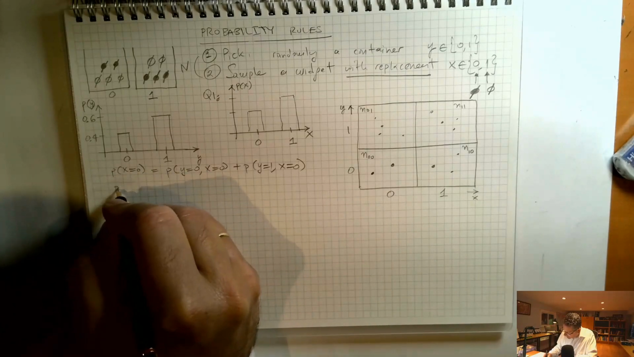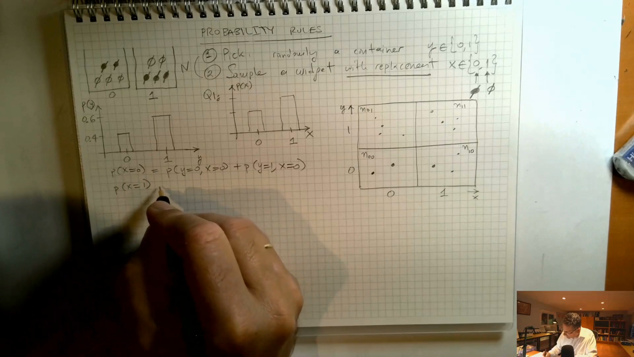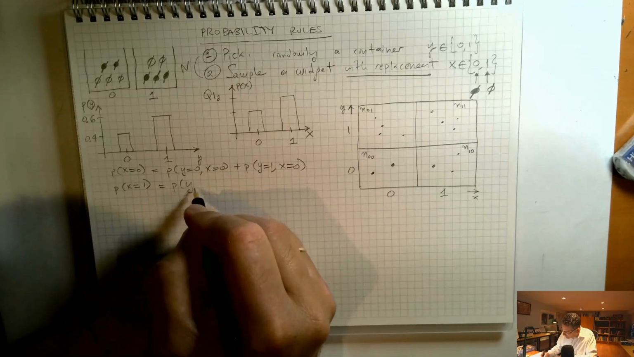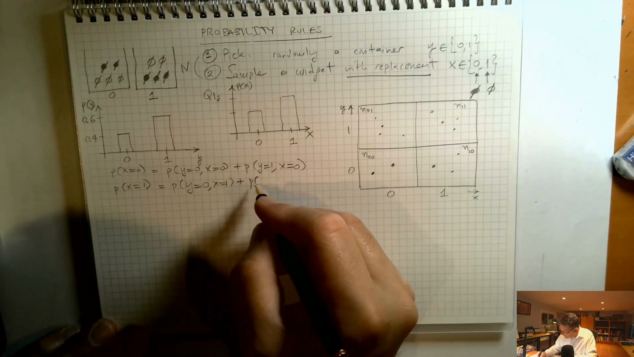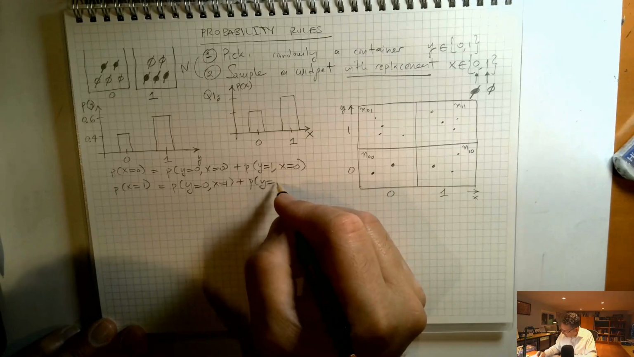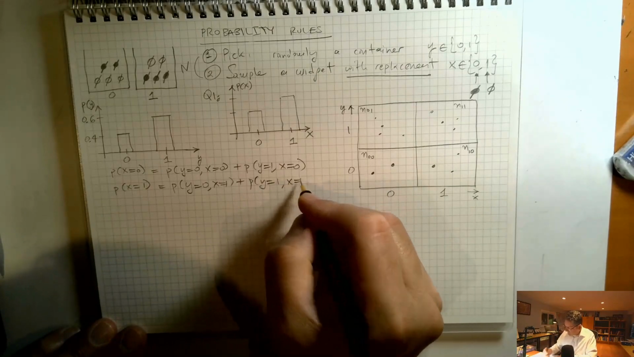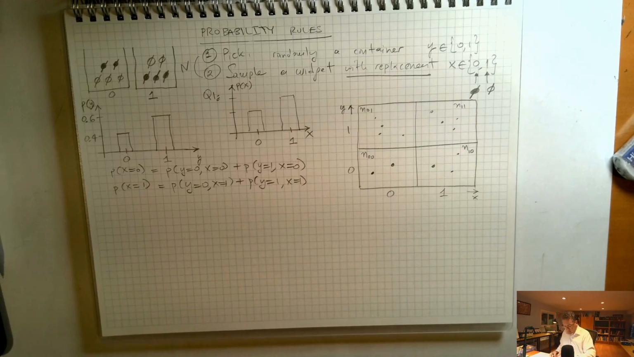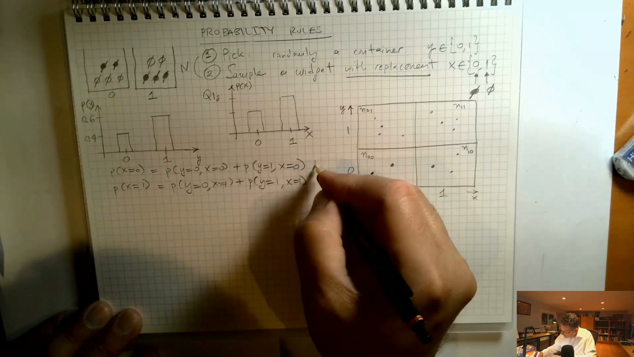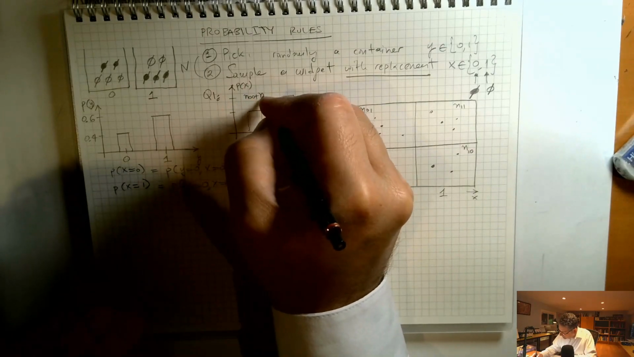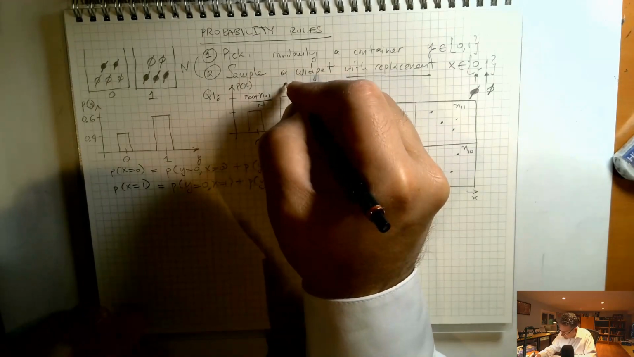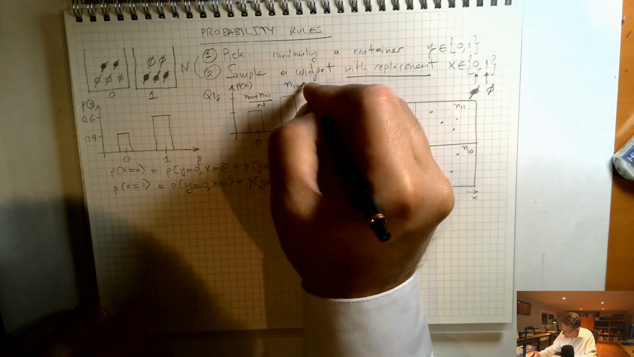Also, I can say something similar about P of X is equal to 1. I can say that this can come also from the 0th container or from container 1. And this is fairly intuitive. And so I can definitely generalize these two. So this was N00 plus N01 divided by N, and then this is N10 plus N11 divided by N.